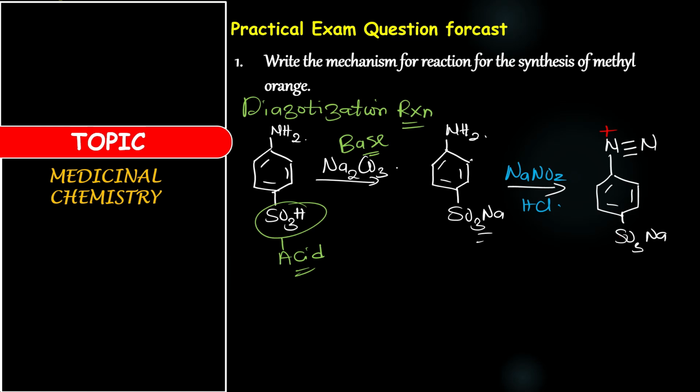4-azo benzene sodium sulfonate. Why is it 4-azo? This is 1, 2, 3, 4. The azo group is at position number 4. So you say 4-azo benzene, then this sodium sulfonate. Now this reagent is now what we now react with N,N-dimethyl aniline.